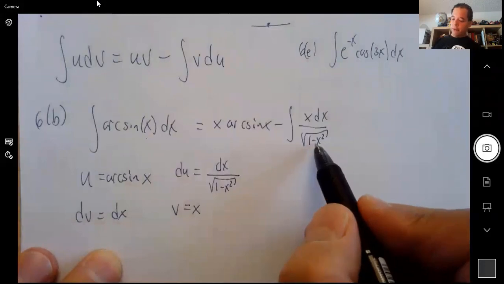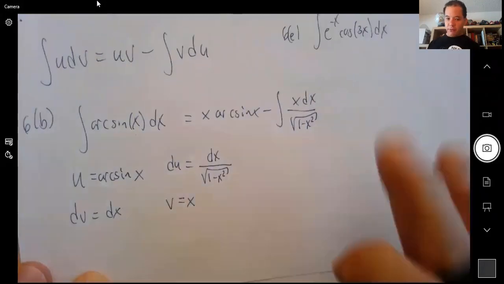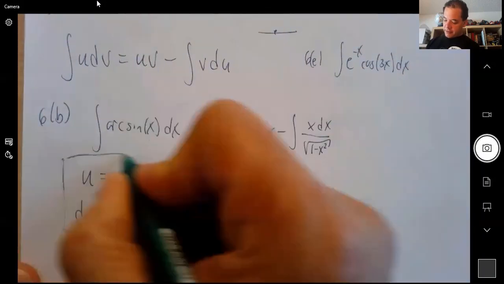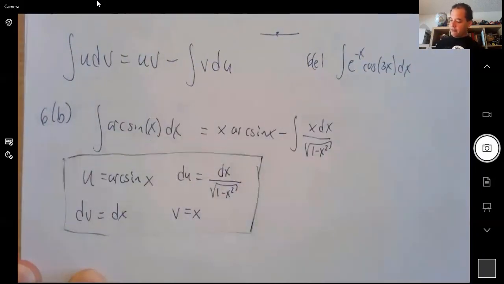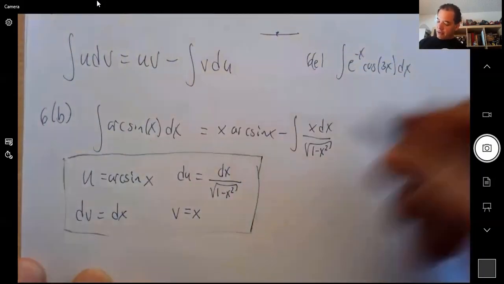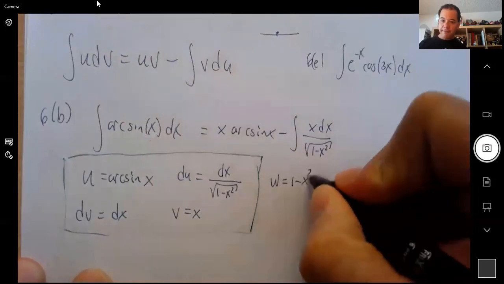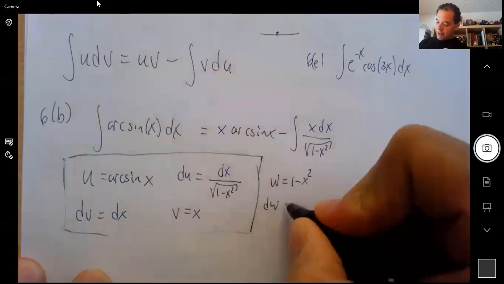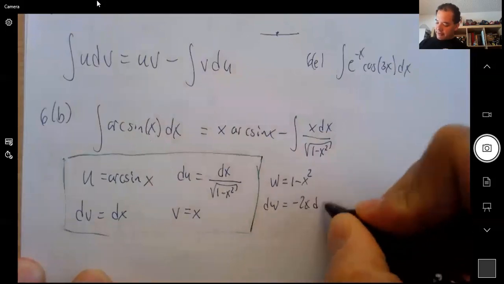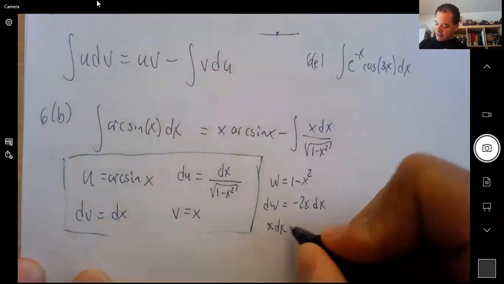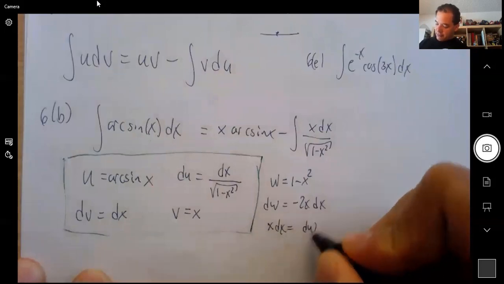You can make this 1 minus x squared your u. I'm going to call it w because I already used u and d over here. You don't want to use the same letters because then you can get in trouble, get confused yourself. So I'm going to call it w, 1 minus x squared. That way dw is negative 2x dx. In other words, x dx is dw over negative 2.